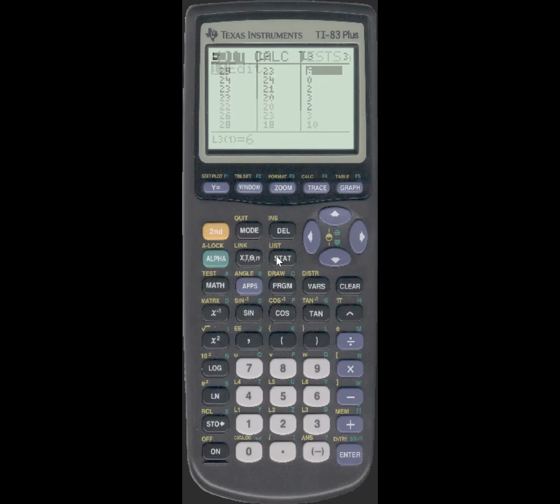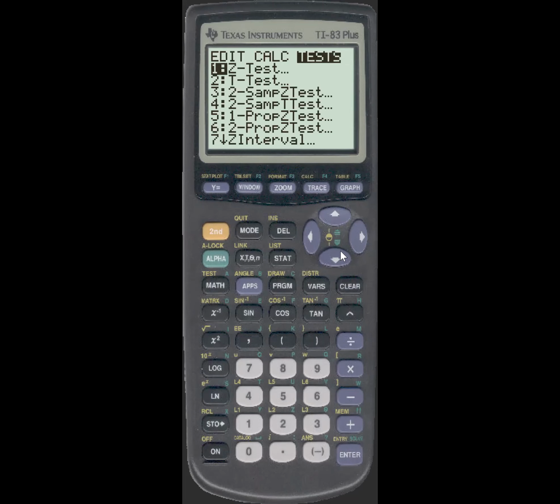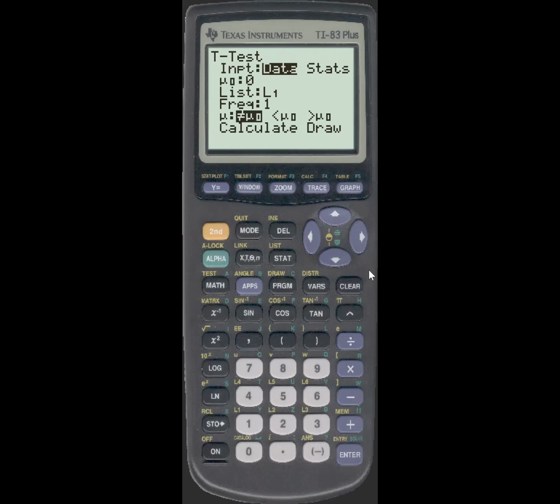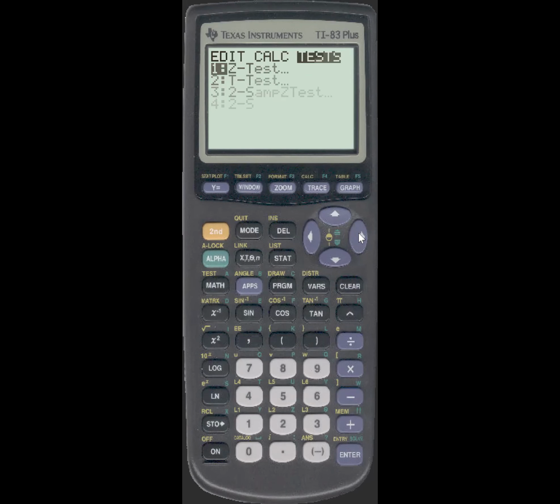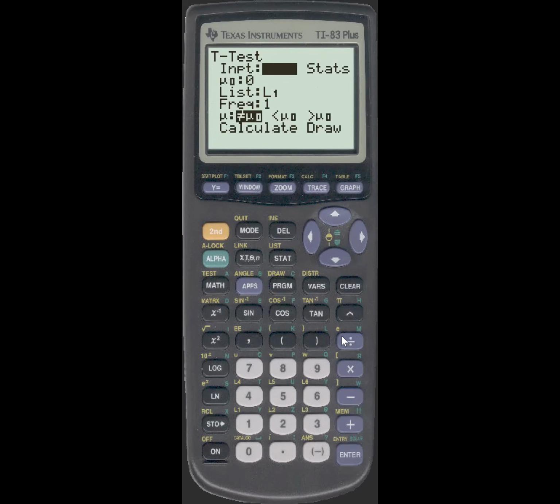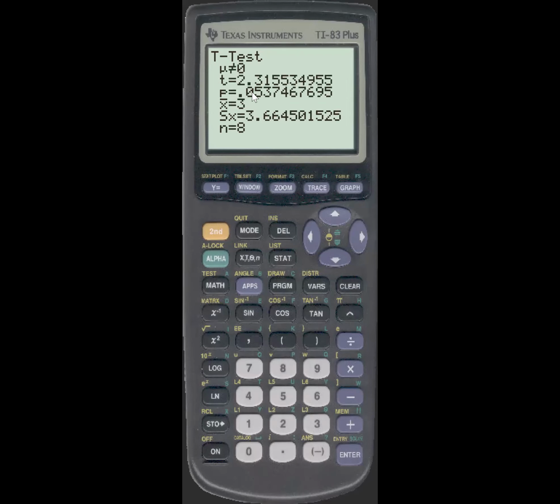Now this time you go to stat, test, t-test, just a t-test, because now you're using just the data in L1. Okay, if you hit calculate here, there's your... I used the wrong data. Sorry, it's L3, because that's where the differences are stored. And you'll see 2.316.